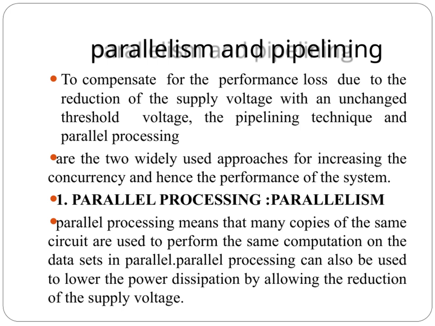Starting with parallel processing, this approach involves using multiple copies of the same circuit to perform computations simultaneously on different datasets. By doing so, we not only increase throughput, but also have the flexibility to reduce the supply voltage, which helps in lowering overall power dissipation without sacrificing performance. This balance between power and efficiency is crucial in modern system design.